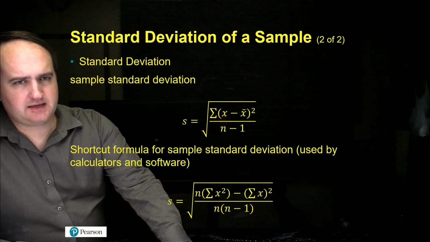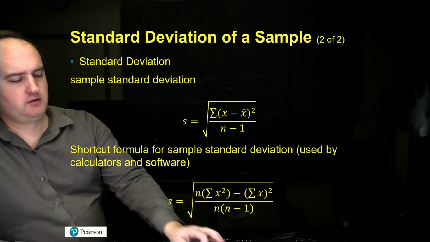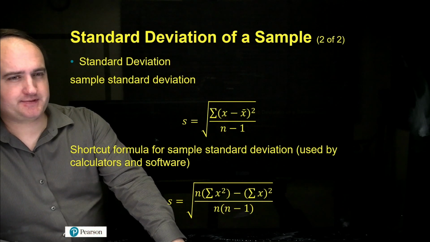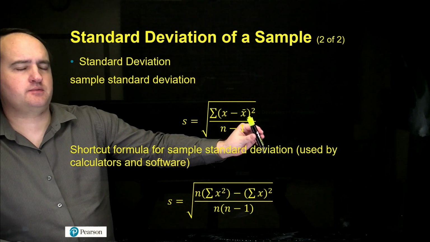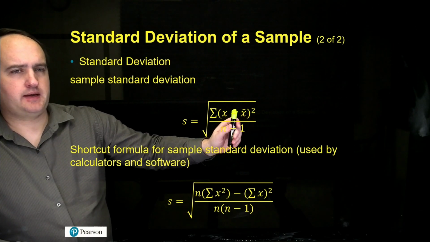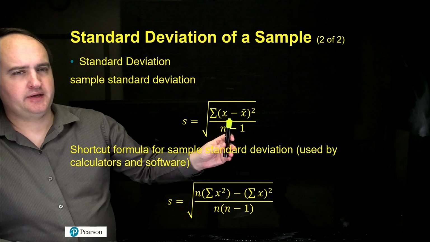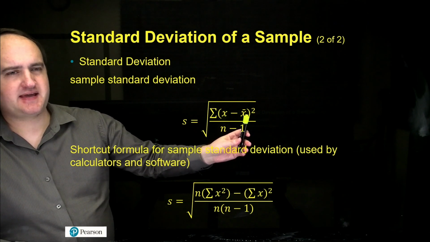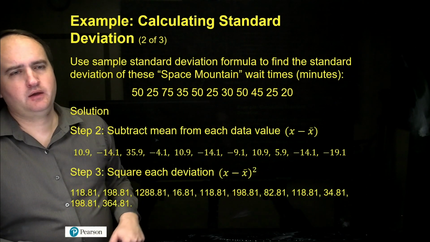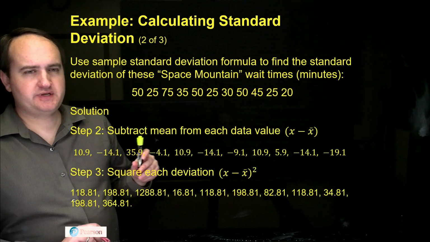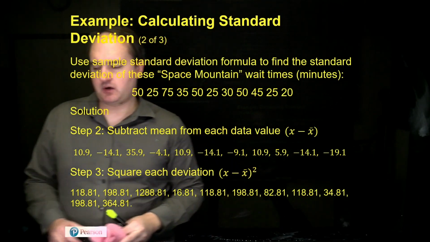So our goal is to use this formula here, the long formula. It takes a lot of steps. As you can see in the formula, x bar is right there. The next step after you've calculated the mean x bar is to do x minus x bar for each data value. So step 2 is subtract the mean from each data value. That's x minus x bar.